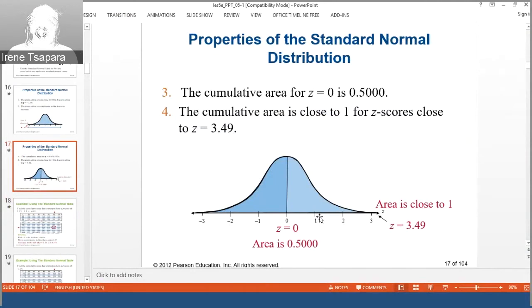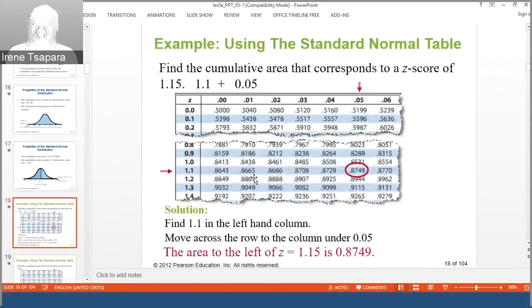So it's 0.8749 or 87.49% probability to have an X or a Z that is to the left of 1.15. This is what this tells me. Remember, sometimes they ask you for cumulative area, sometimes they ask you for probability. Basically, they ask you for exactly the same thing. Does it make sense? Do you have any questions up to here?